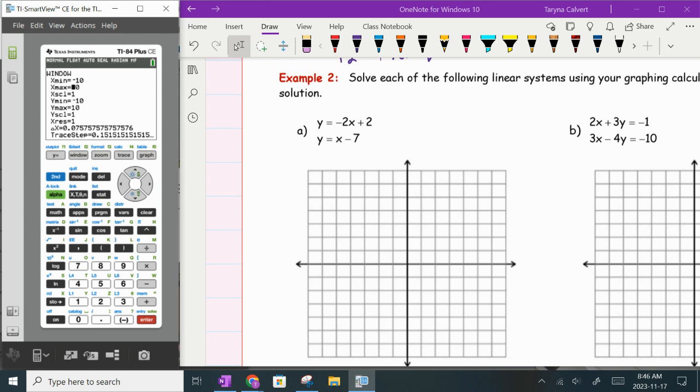So if you ever want this window, you can just hit zoom. This is what we're all going to do so we have the same window. Zoom is at the very top, right beside window. See all these buttons here we're using. So everybody hit zoom. Everybody see that screen? 6. So just hit number 6. You could scroll down and hit enter on 6 or just hit number 6. That's going to be your standard window. So hit 6 and the graph's going to pop up.